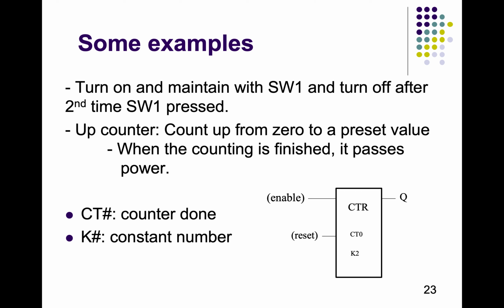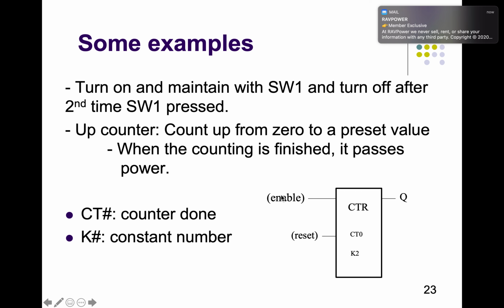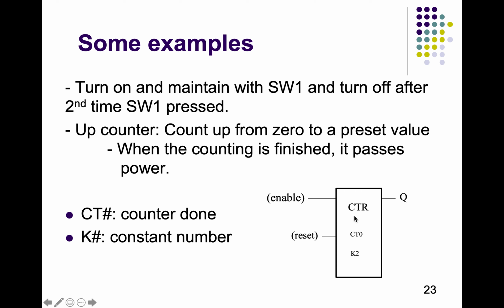Now if we want to do another task, like whenever we press the switch one time we want to turn on the light, and the second time we press we want to turn off the light, we can make use of a counter. So in a counter we have an enable condition that says okay, count 1 or count 2. So it is saying when we should count. Then we have a reset condition to reset the count number. So normally counters are represented by a variable named CT followed by a number, and the count number is given by K followed by a number.